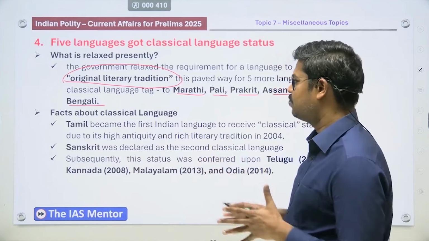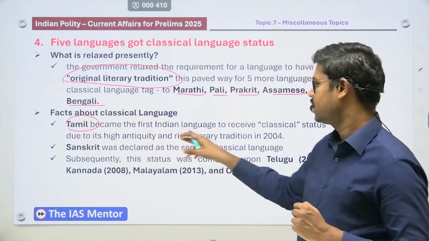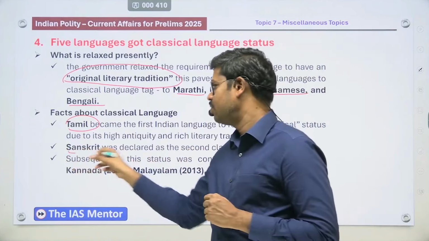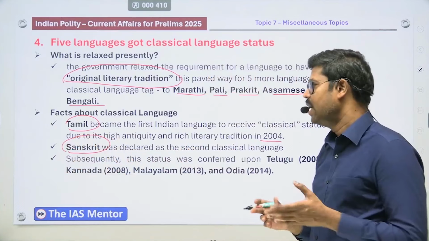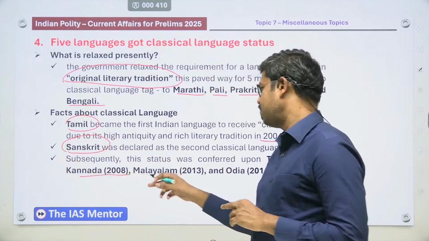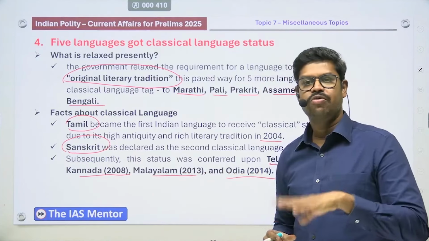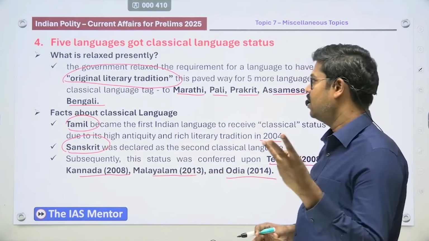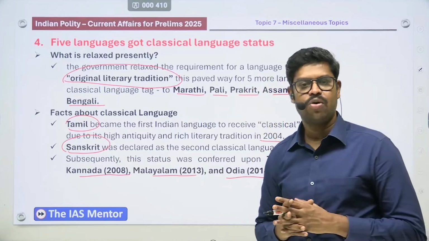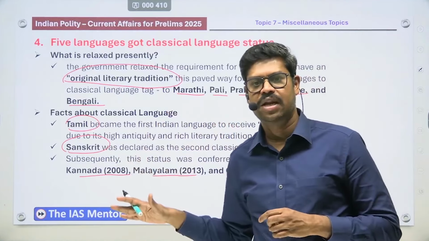What are the facts about the classical languages? Tamil was the first language to be recognized as a classical language, in the year 2004. Subsequently, Sanskrit in the same year was also recognized as a classical language, and subsequent to that it was Telugu in 2008, then Kannada in 2008, Malayalam in 2013, Odia in 2014, and then in the year 2024 another 5 languages: Marathi, Pali, Prakrit, Assamese and Bengali were also added to the classical languages. That means presently how many languages have classical language status?